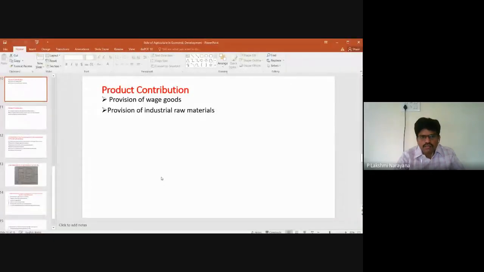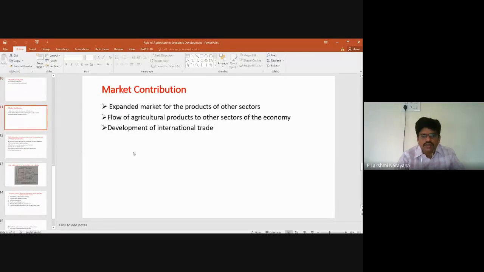So another contribution is market contribution. So in the market contribution, there is expanded market for the products of other sectors, the flow of agriculture products to other sectors of the economy, and development of international trade. So I will explain one by one.